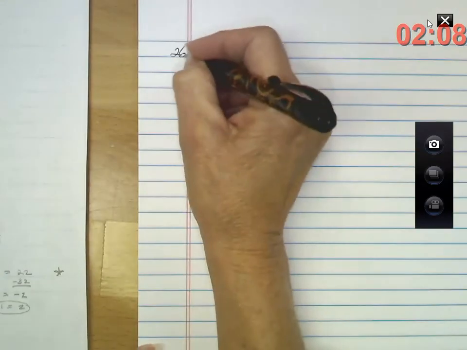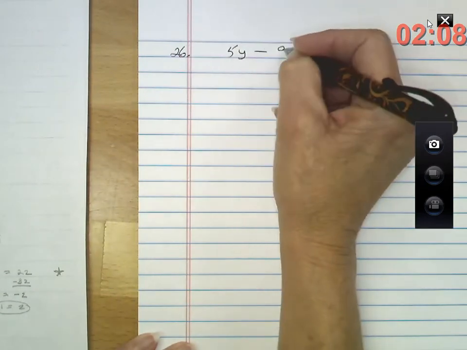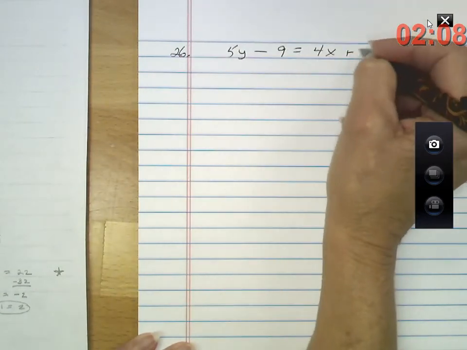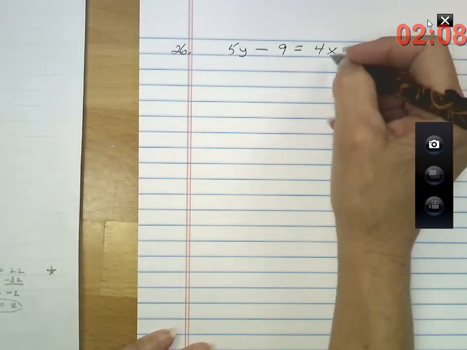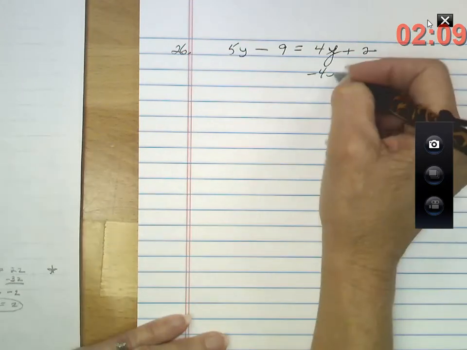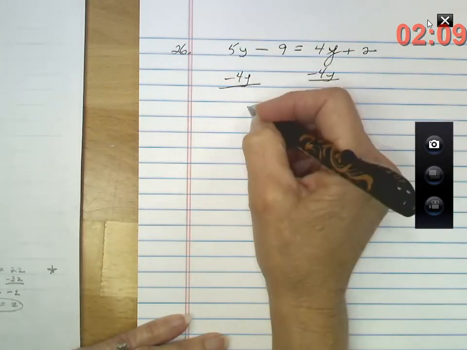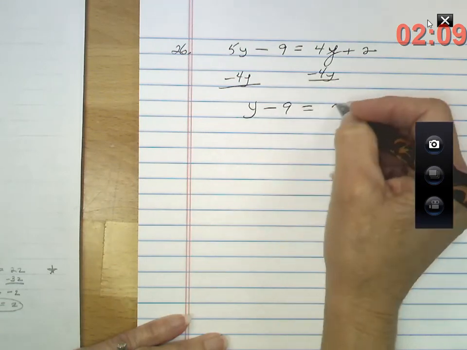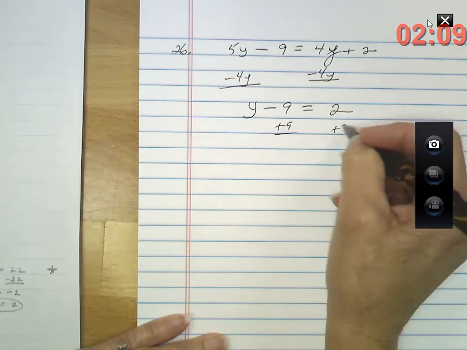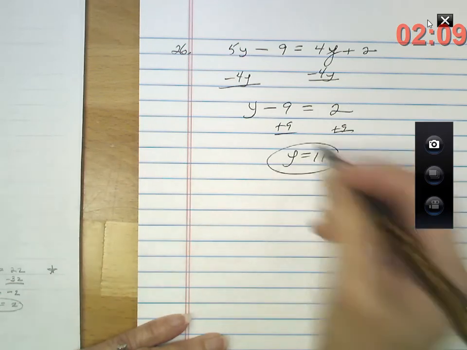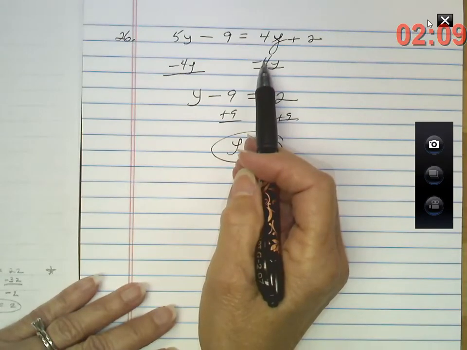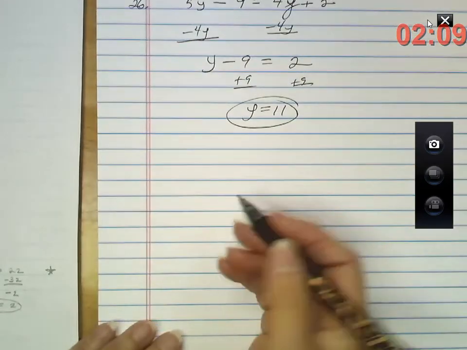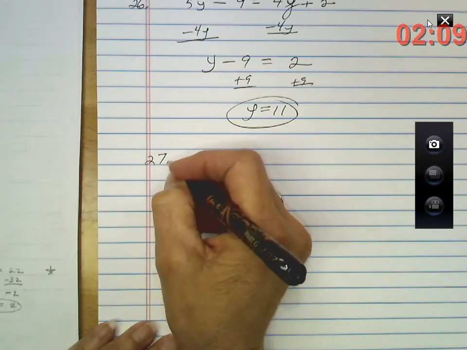Okay. All right, on 26, you had 5y minus 9 equals 4y plus 2. You can do this several different ways. Excuse me, these are y's. So if I took 4y away from both sides, I'd have 1y minus 9 equals 2. Add 9, y equals 11. Anybody need me to do it where you subtract 5y from both sides? I can do it if you need me to. Okay, 27. We worked that one together.